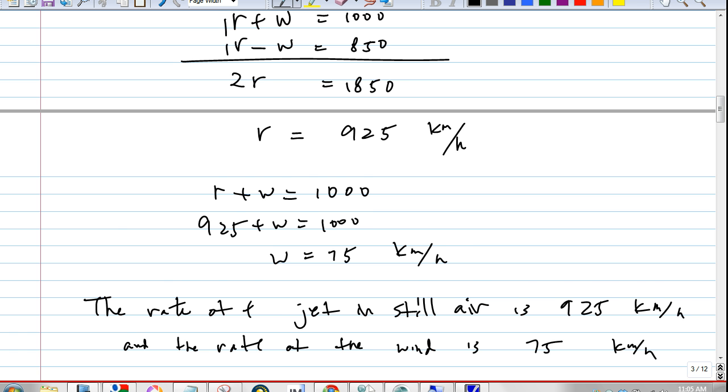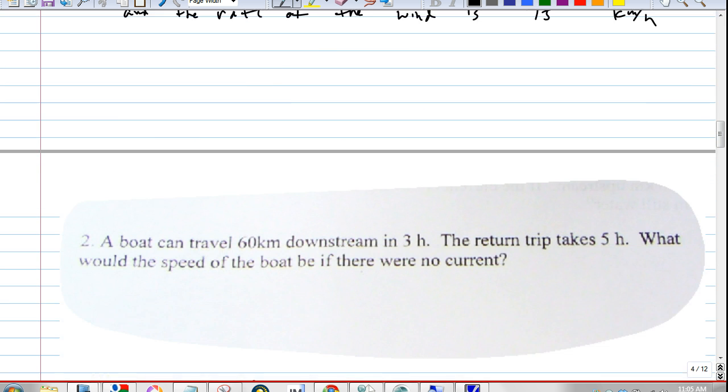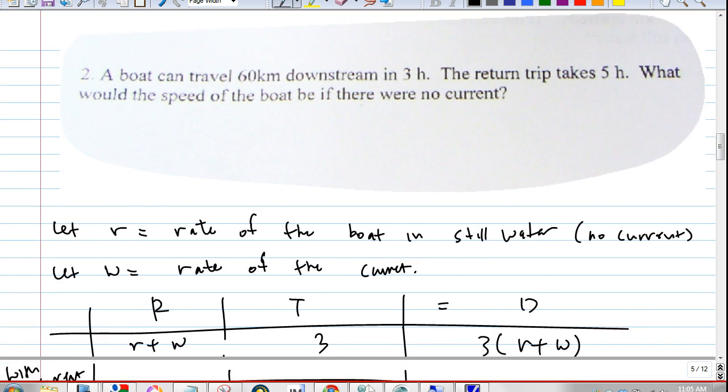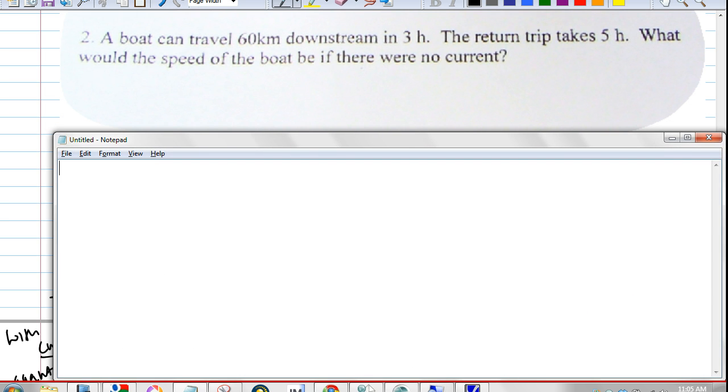Who wants to read for us number 2? Go ahead, Anita. Can you read for us? The boat can travel 60 kilometers downstream in 3 hours. During the return trip it takes 5 hours. What would the speed of the boat be if there was no current? That's right.